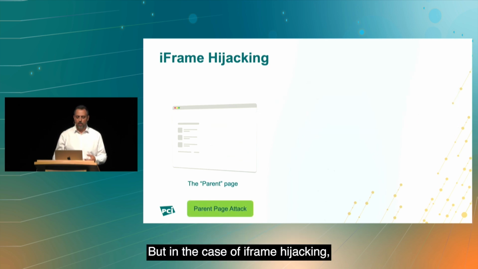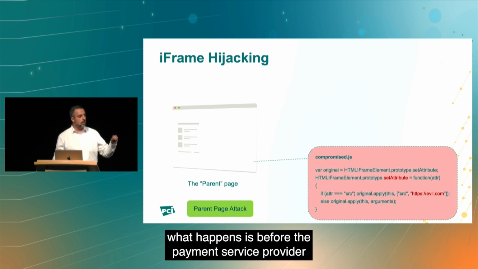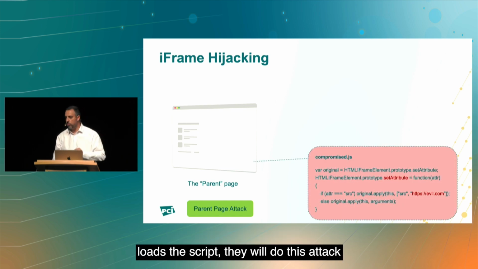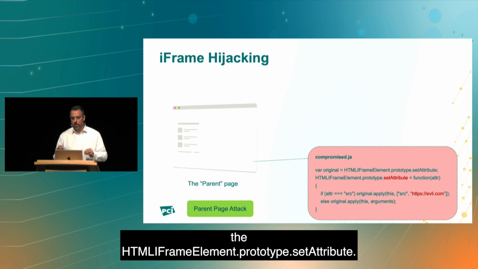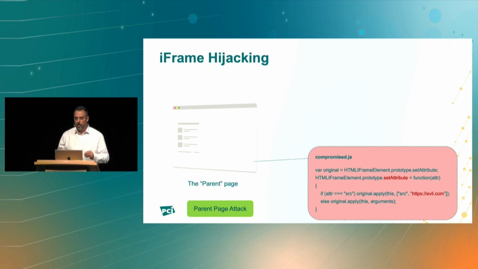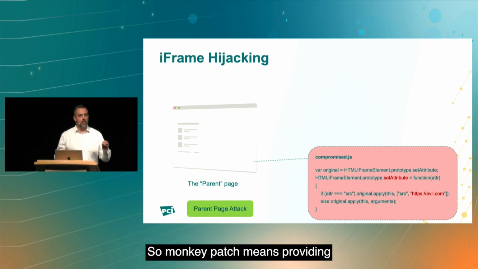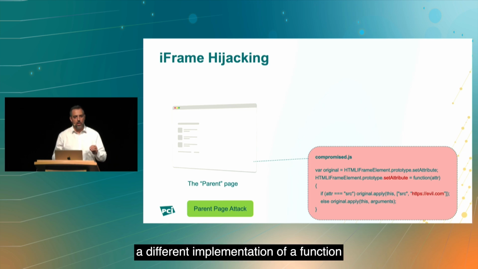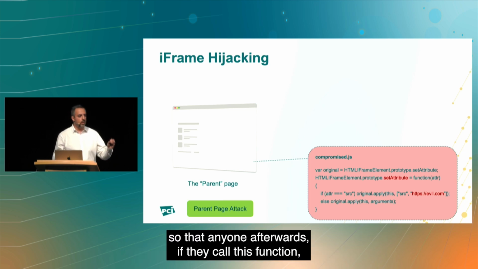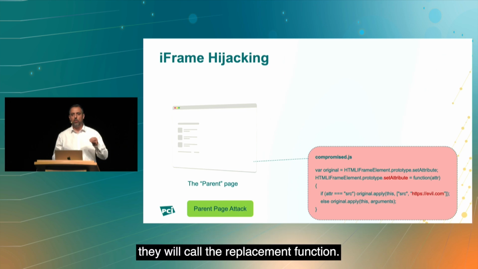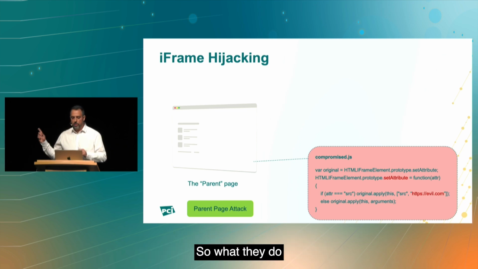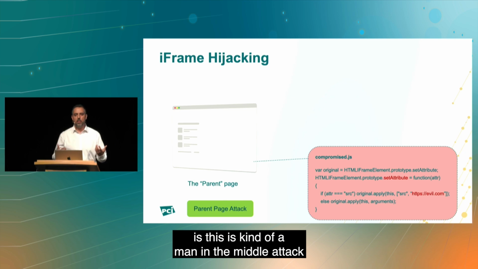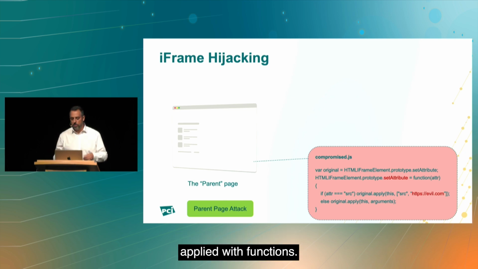But in the case of iFrame hijacking, what happens is, before the payment service provider loads the script, they will do this attack where they monkey patch the HTMLIFrameElement.prototype.setAttribute. So monkey patch means providing a different implementation of a function so that anyone afterwards, if they call this function, they will call the replacement function. They will not call the original implementation. So this is kind of a man-in-the-middle attack applied with functions.